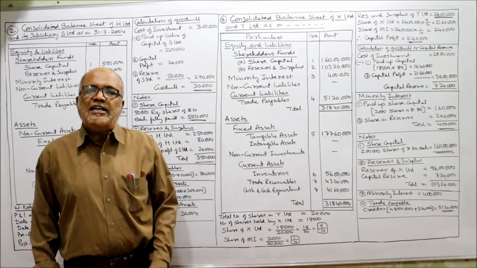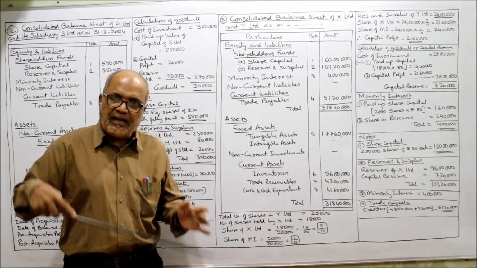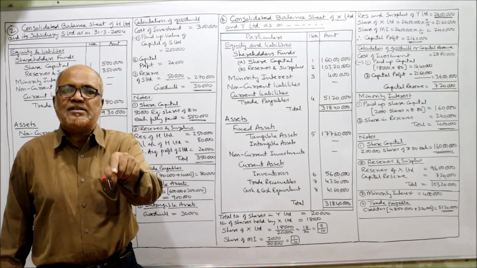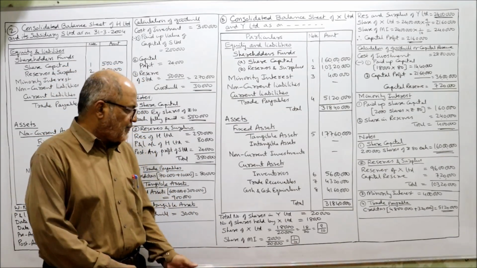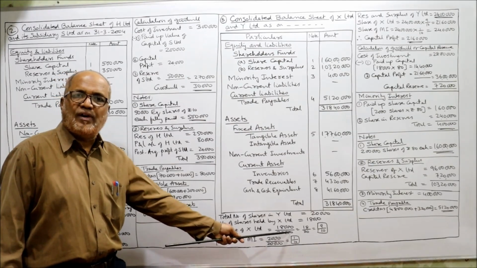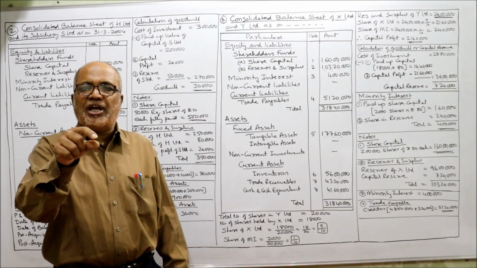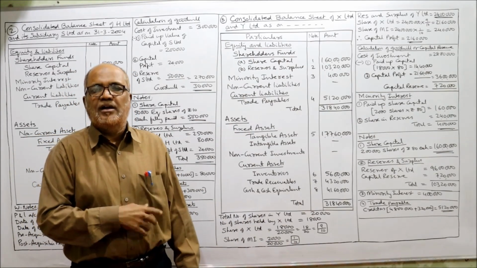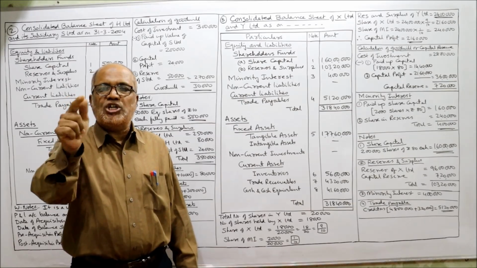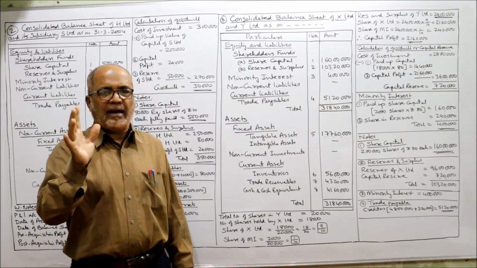90%. 90% of the share capital of Y Limited is being held by X Limited. The remaining 10% is held by outsiders. The share of minority interest is 2,000 by 20,000, 1 by 10. So 9 by 10 is the share of holding company X Limited, and 1 by 10 is the share of outsider minority interest. That we have to keep in mind.